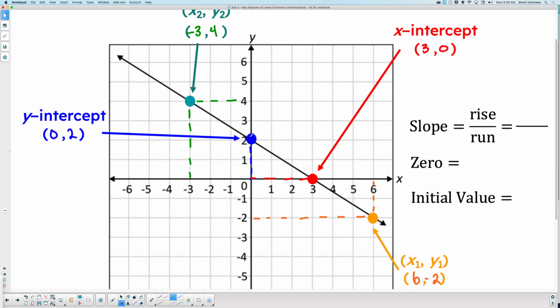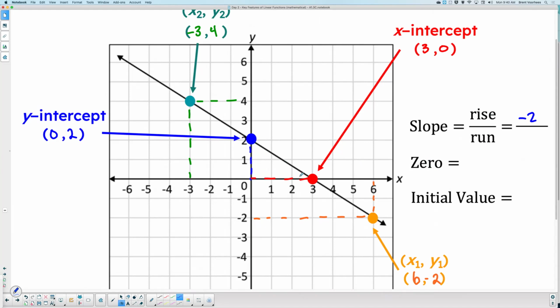It goes down. Now, how many units does it go down to get from this blue point to the red point? How many values straight down? How many does it go down? Two. 1, 2. We go 2 blocks down. So over here on the rise, I want you to put -2. I go down 2 units right there.